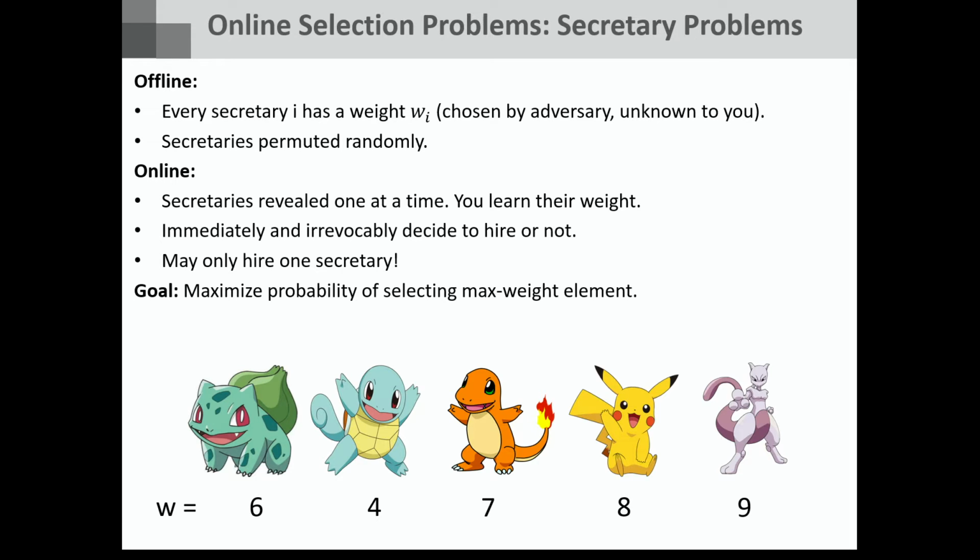Okay, so this is called the secretary problem. Online, it's the same. The secretaries are revealed one at a time. You learn their weight. You immediately and irrevocably decide whether or not to hire, and your goal is to maximize the probability of selecting the max weight element.